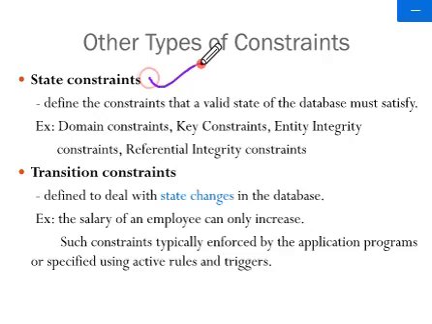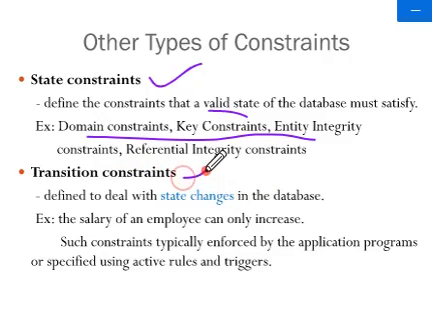Next, we have state constraint. State constraint defines the constraint that a valid state of the database must satisfy. That means all the data in the database must satisfy the constraints defined on that relation or on the attributes of a relation. So what are state constraints? Whatever we discussed previously: the domain constraint, key constraint, entity integrity constraint, referential integrity constraint, like that.